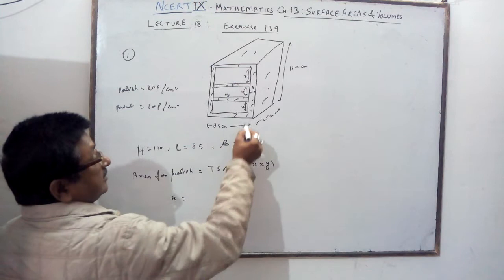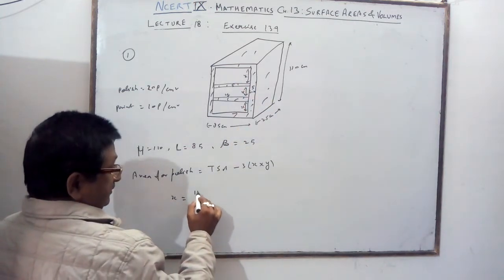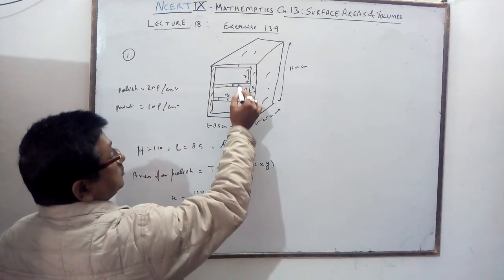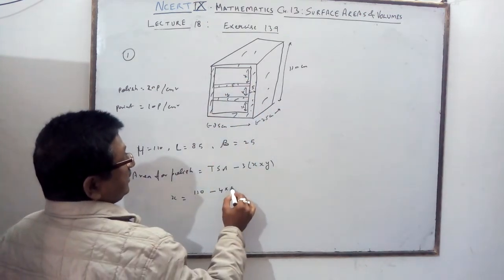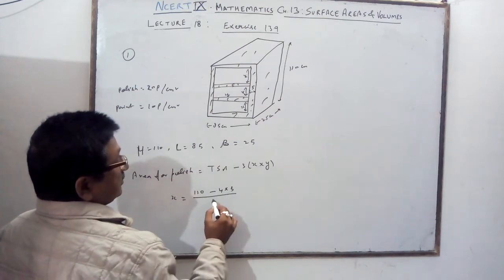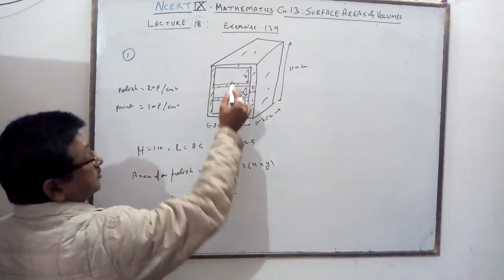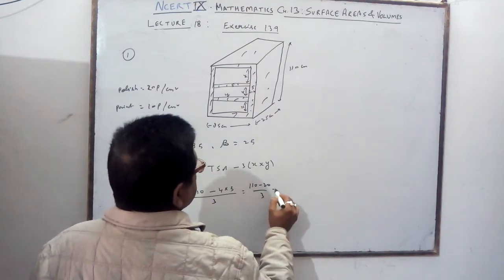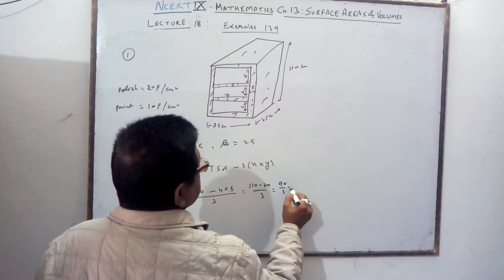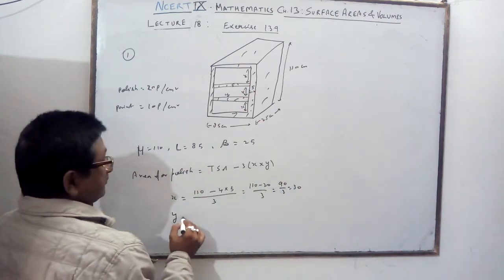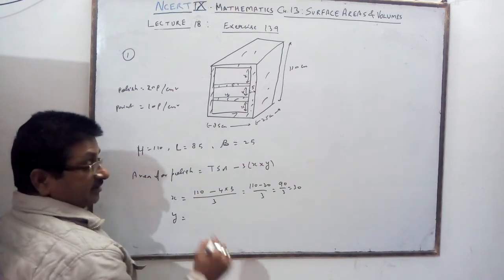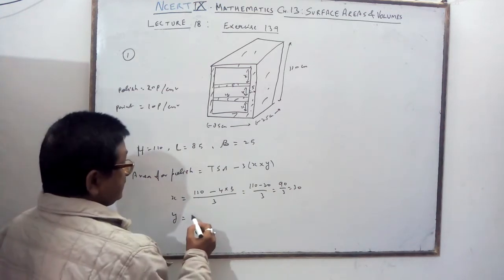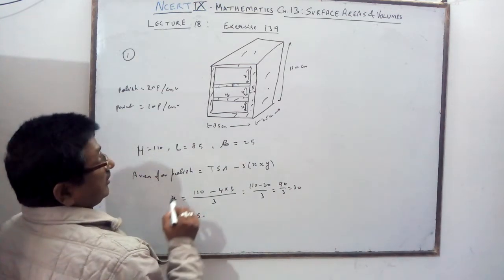X is the total height 110 minus 1, 2, 3, 4, that is 4 into 5, the thickness 5, upon 3. How many? 1, 2, 3. 5 fours are 20, so 110 minus 20 by 3, that is 90 by 3, which is 30. What is Y? Y is total 85.